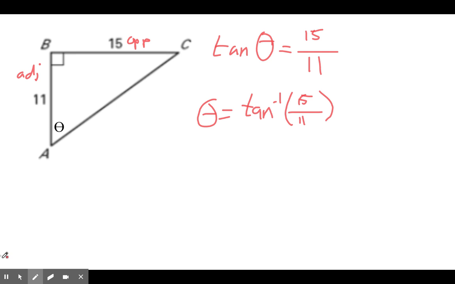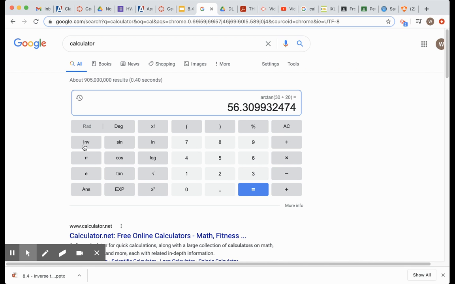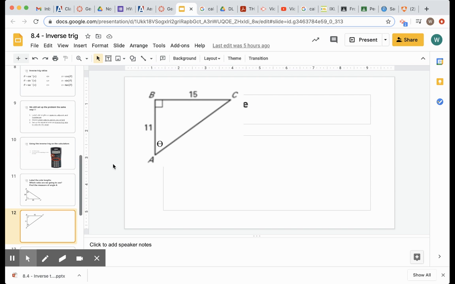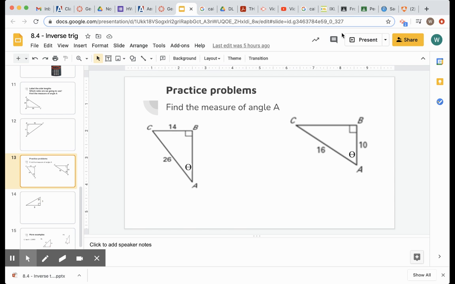And again, you can check that in the calculator. So let's take a look. We clear, inverse tangent of 15 divided by 11, close the parentheses, and we get 53.7. So the answer for this angle is 53.7 degrees. That's how you use the calculator.